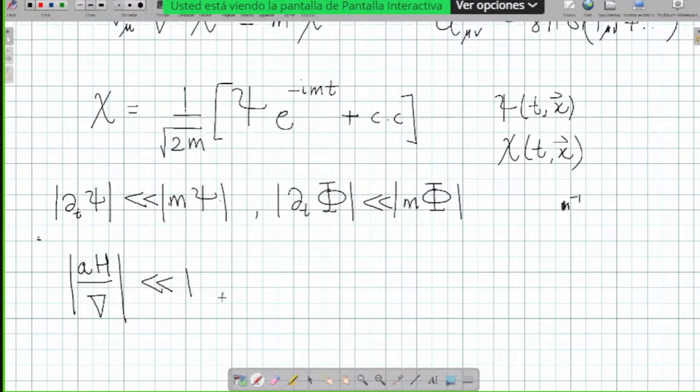We will want the field to be oscillating because only then it will behave like dark matter. That requires that H over m is much less than 1. I think I've gotten all the things that we need.